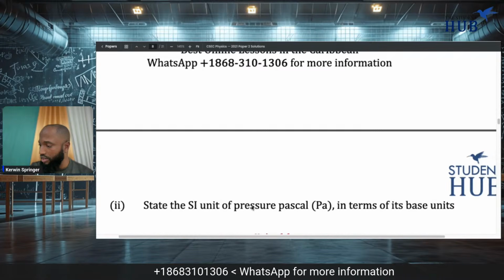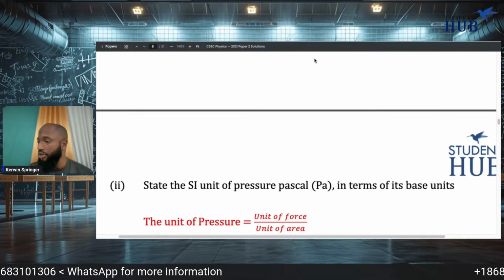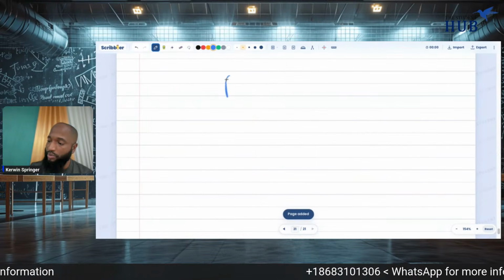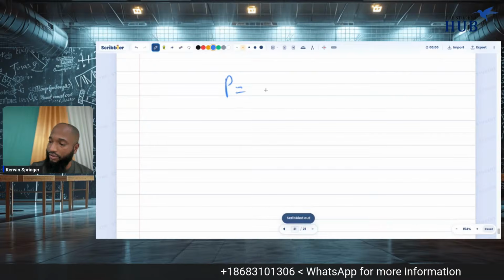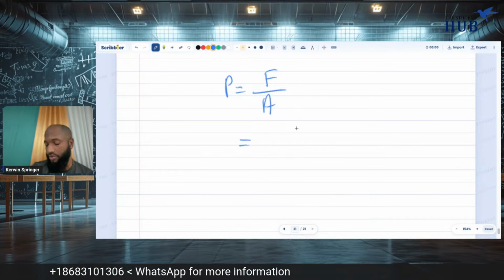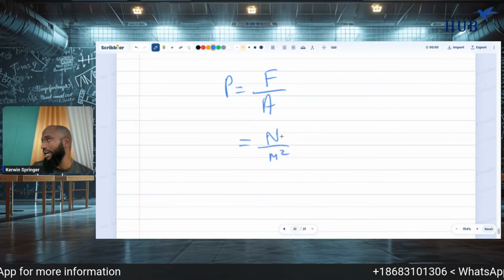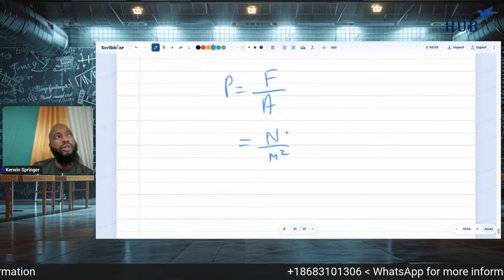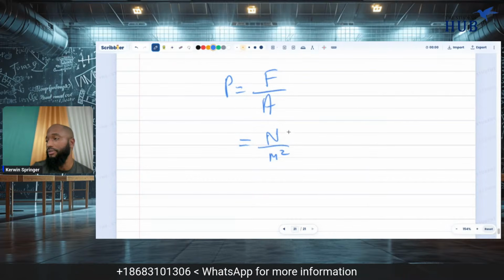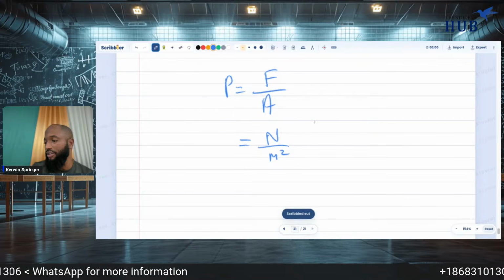SI unit of pressure, Pascal, in terms of its base unit. How would you get the base units for Pascal? Write the formula and get the base units. Pressure is F over A. F is newtons. Is that the base unit there? Not yet. We need to get rid of the N. How would you get rid of N?